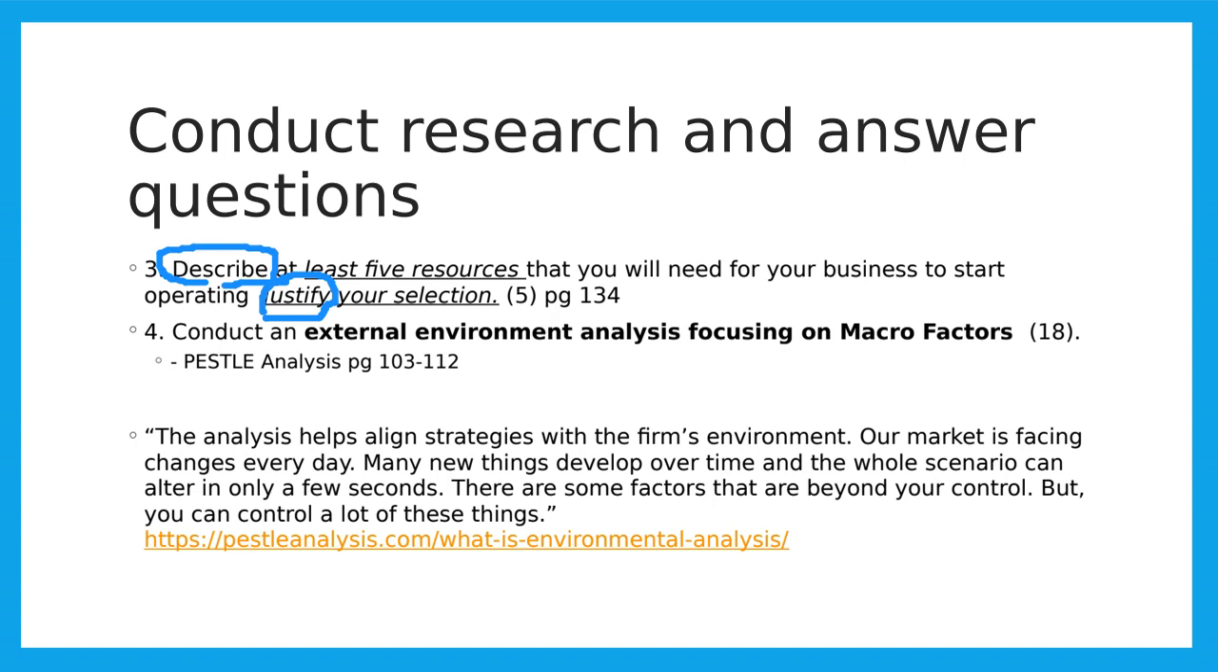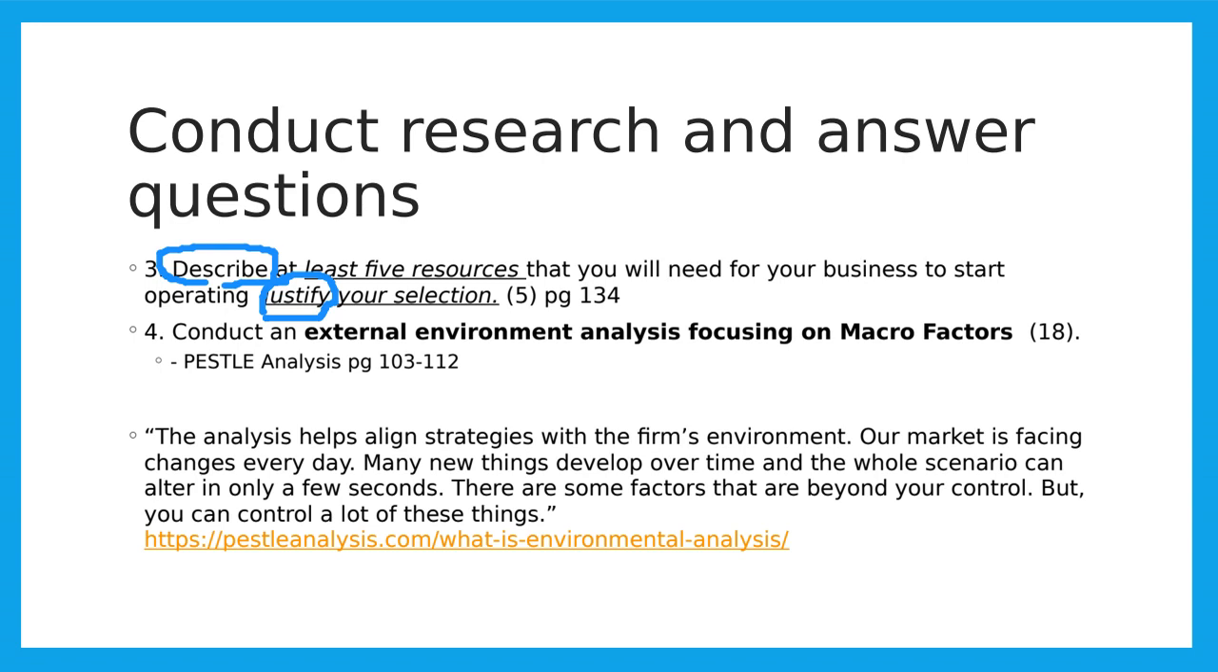So let's go back to the example. We would have, for example, financial resources. Briefly describe what financial resources are, so give a brief explanation. Then justify: why would you need this capital outlay to start your business? And again, you're going to do that 5 times. You're going to do it for finances, human resources, technological resources, whatever the case may be.